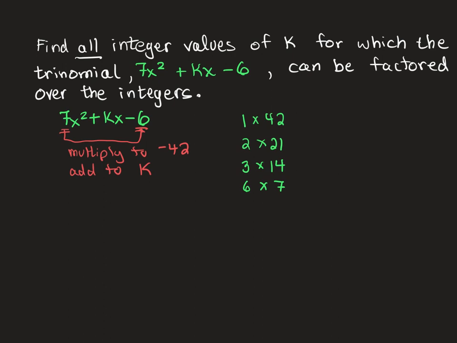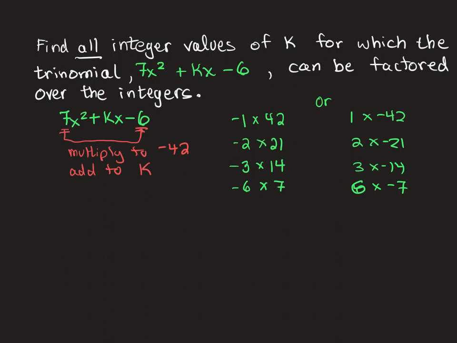Now, if we're multiplying to negative 42, one of them has to be negative. So we could have negative 1, positive 42, negative 2, positive 21, negative 3, positive 14, negative 6, positive 7. Or we could have positive 1 times negative 42, positive 2 times negative 21. You get the idea. Let me just write those down. And the last one there, 6 times negative 7. So all of those pairs of numbers will multiply to negative 42.